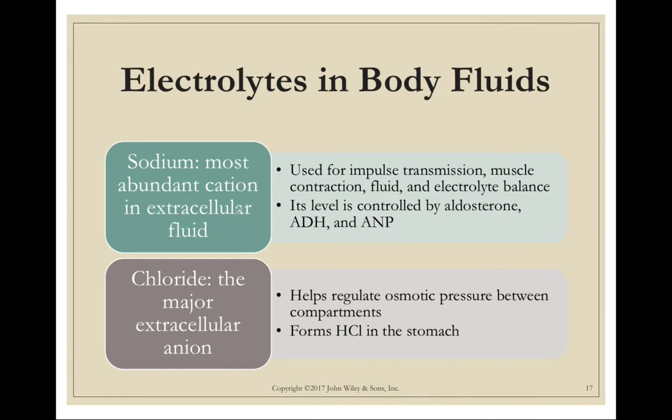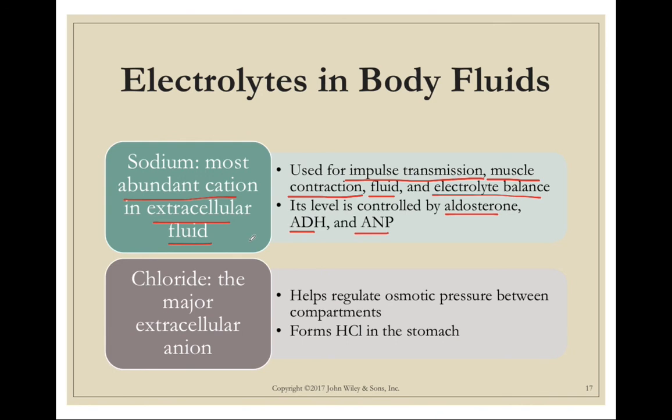So to elaborate on each of these electrolytes, you'll see that sodium is the most abundant cation in all of the extracellular fluid. Cations are positively charged ions, and again we did see this when discussing the action potential. This is going to be used for impulse transmission and communication from one cell to another. We're going to use sodium to depolarize muscle fibers, and that will lead to a muscle contraction. And we've also seen that sodium is going to be one of the major players in regulating fluid and electrolyte balance. This is going to help control the reabsorption of water through osmosis. And it was aldosterone, antidiuretic hormone, and atrial natriuretic peptide that controlled sodium's reabsorption and sodium secretion.